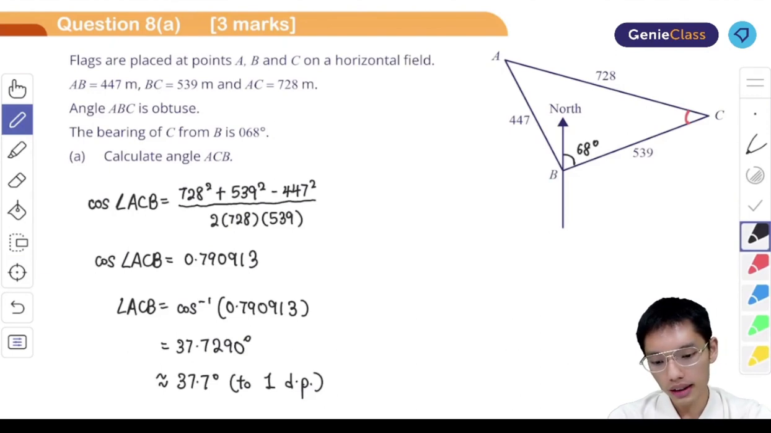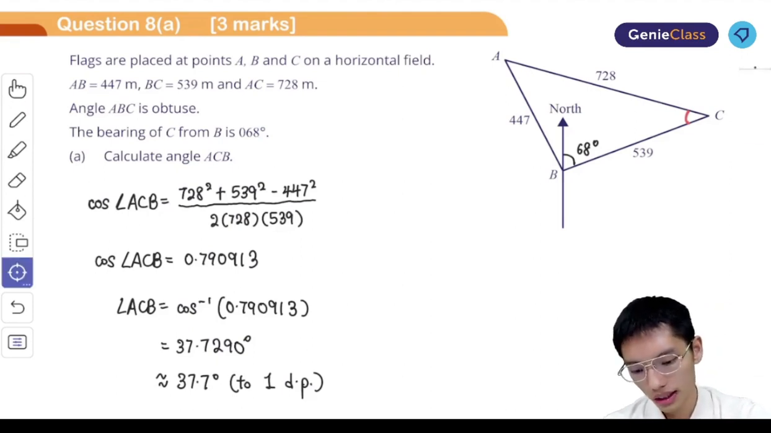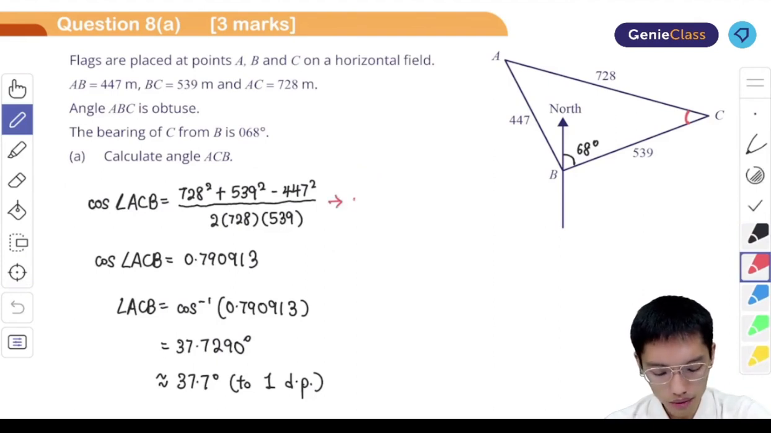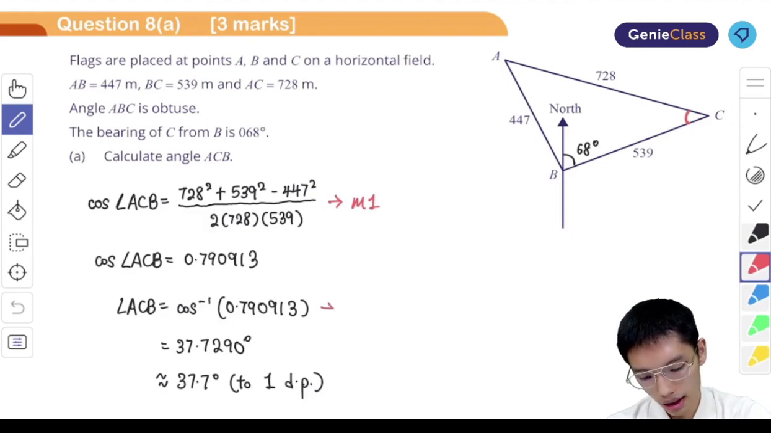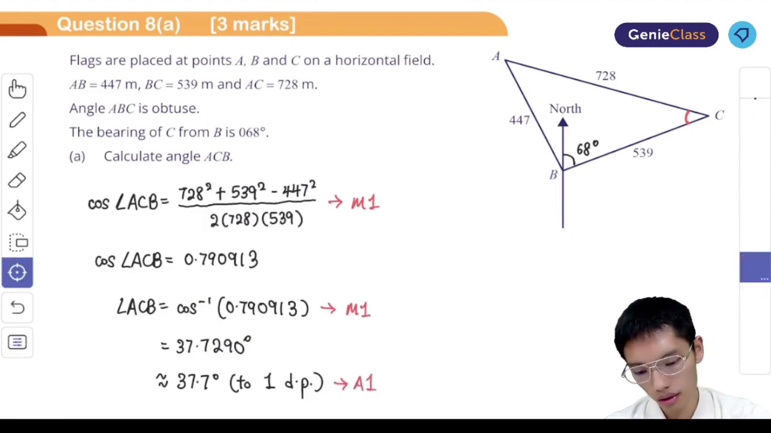3 marks, how do we get them? Calculate angle ACB. In this case, all 3 sides are given, so usually if all 3 sides are given, one way to do it is cosine rule because of your A squared, B squared, and C squared over there. So when we find angles, use the alternative form. Mark number 1, showing use of cosine rule or sine rule if you are using it. Mark number 2, when you apply the inverse to get the angle, and lastly A1 for the answer. So those are a few things to take note of over here.